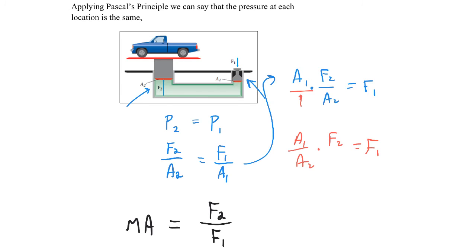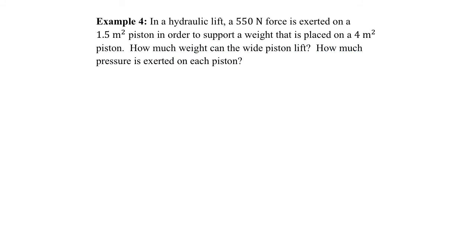So quickly, just to make one more statement. Actually, no, this is where I left off in the other class. So we've got a hydraulic lift. A 550 Newton force is exerted on a small piston in order to support a weight that's on a larger piston. How much weight can it lift? And what is the pressure exerted on each piston as a result?